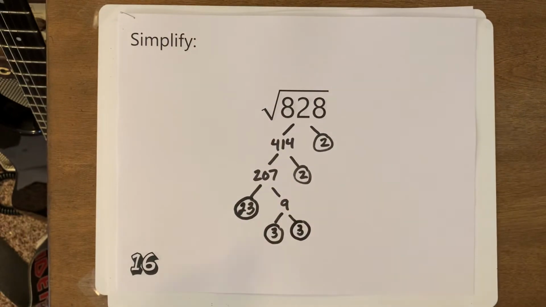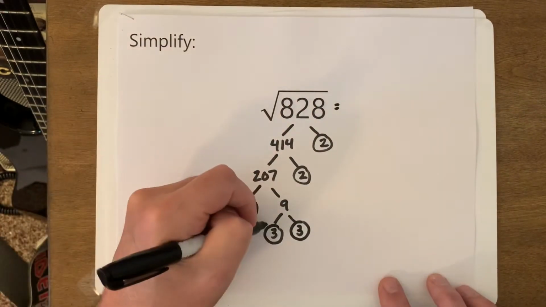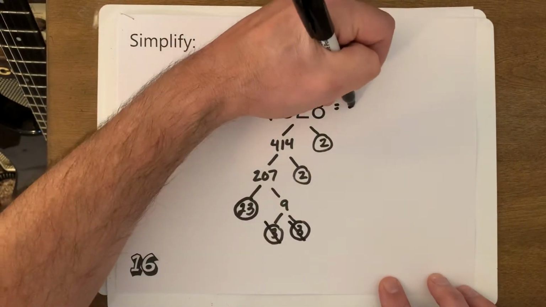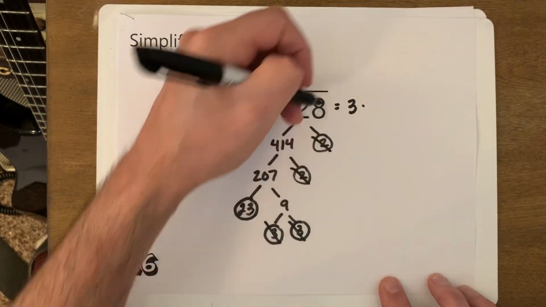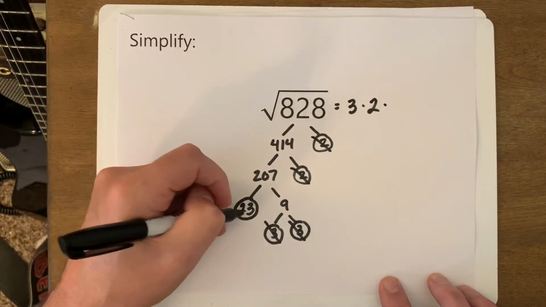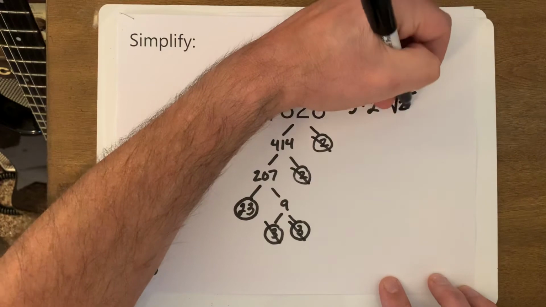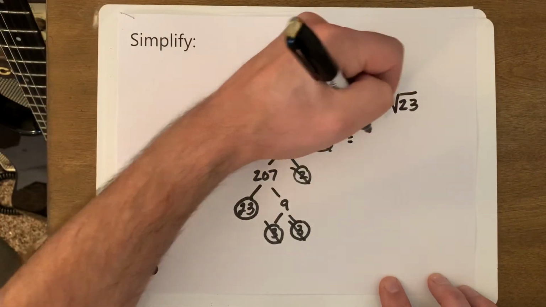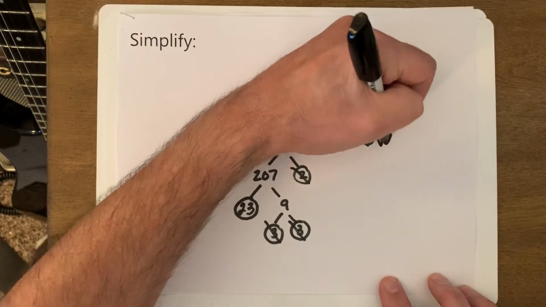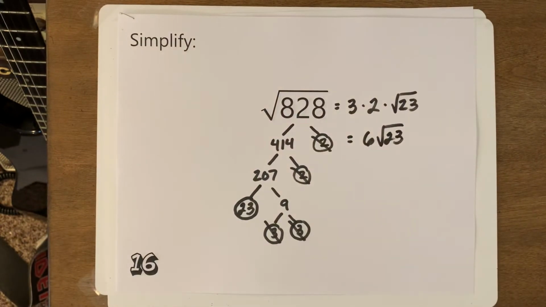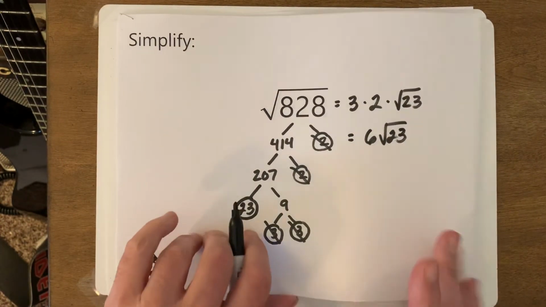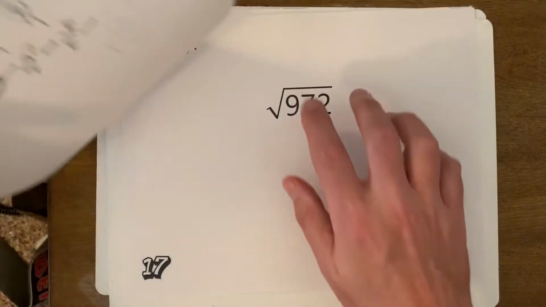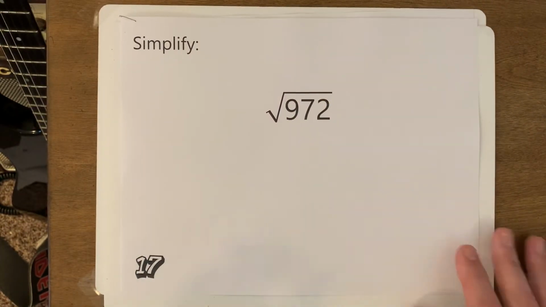All right, so let's see what we got here. Equals 3 times 2 times root 23. And so that's going to give me 6 root 23. And that's it. That's as far as I can go. All right. Let's try the next one.